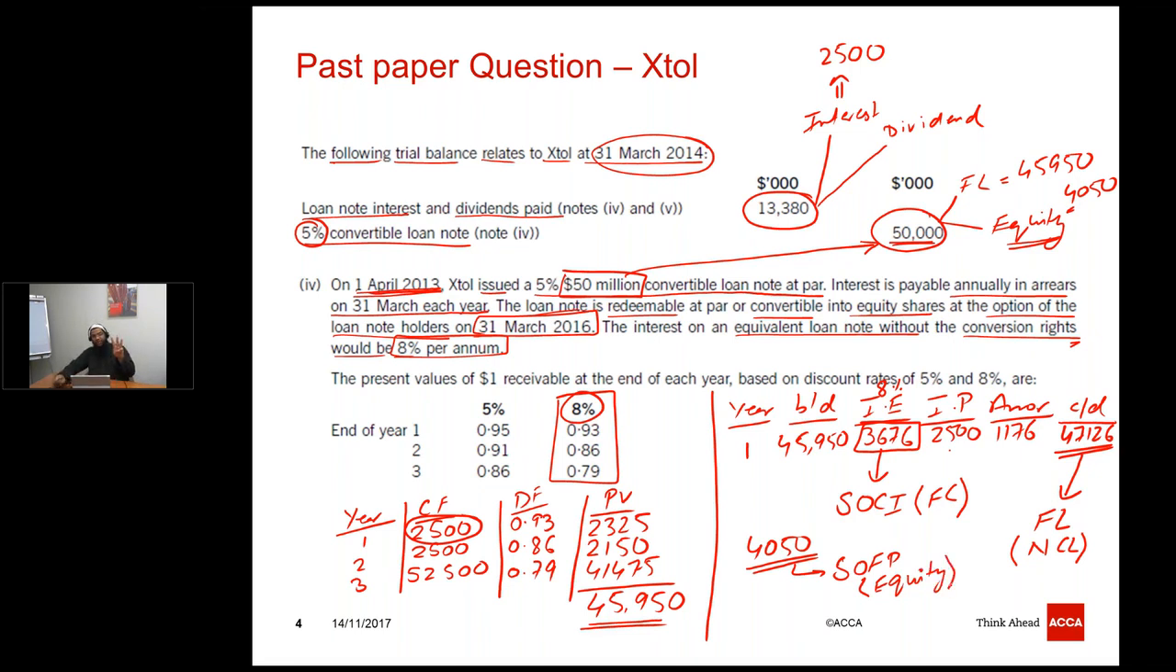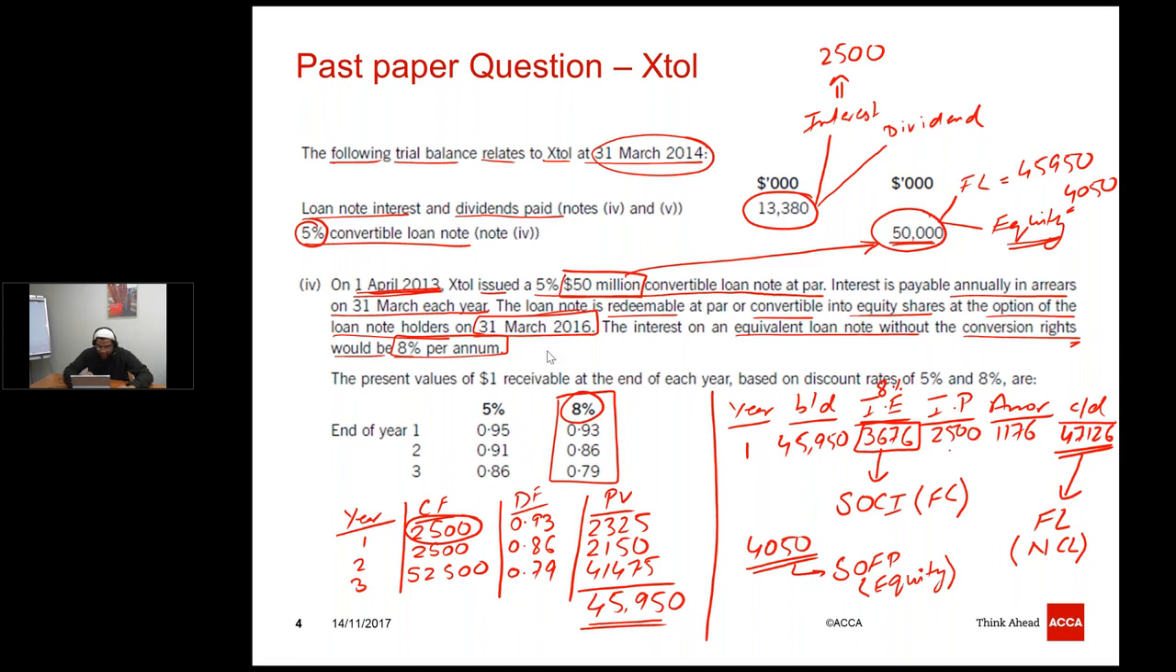So three impacts to be taken: 3,676 in the income statement, SOCI, 4,7,126 in the balance sheet, non-current liability, and the amount of 4,050 in the equity in the statement of financial position. So these were the three impacts that you should incorporate in the income statement.